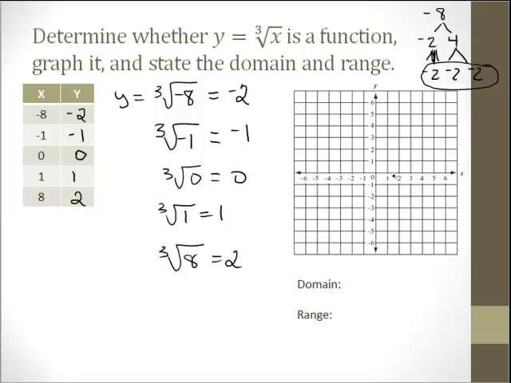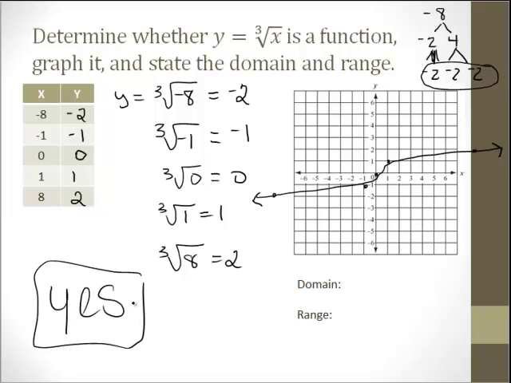So plot these points. We get negative 8, negative 2, way out here somewhere. We get negative 1, negative 1, 0, 0, 1, 1, and 8, 2, way out here somewhere. So this makes this crazy S-shaped looking thing. Is it a function? Yes.